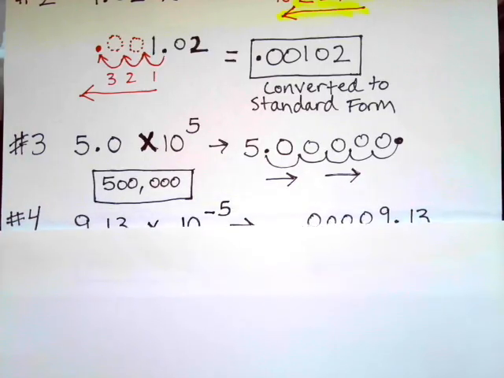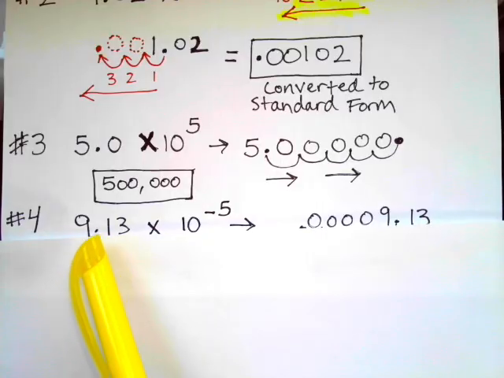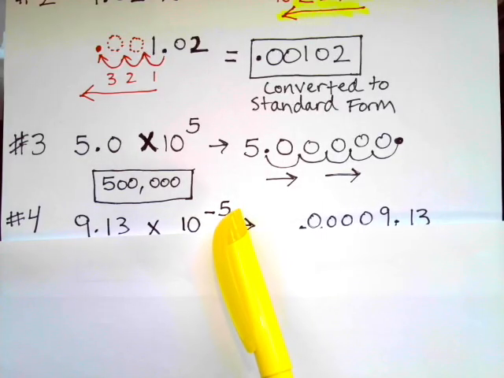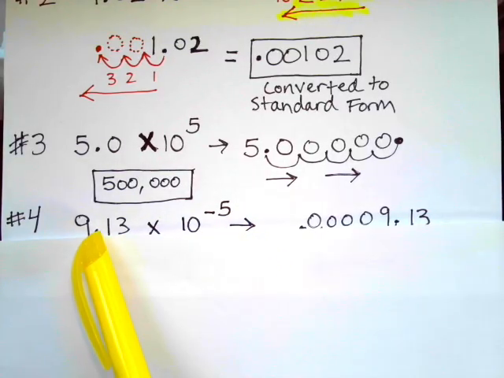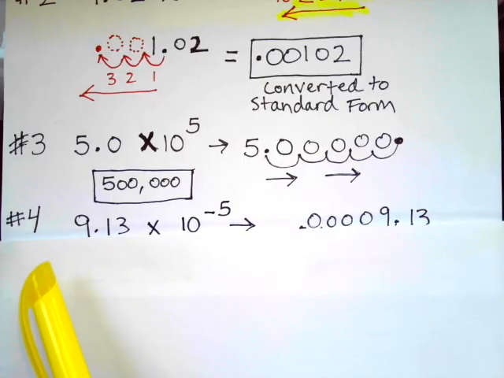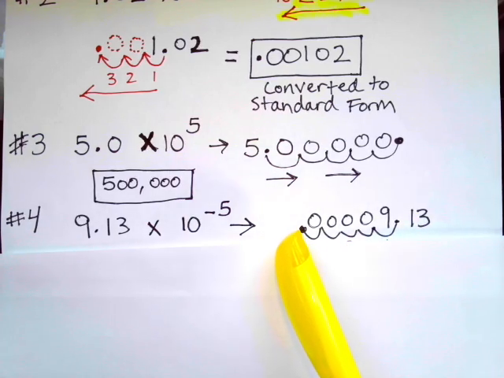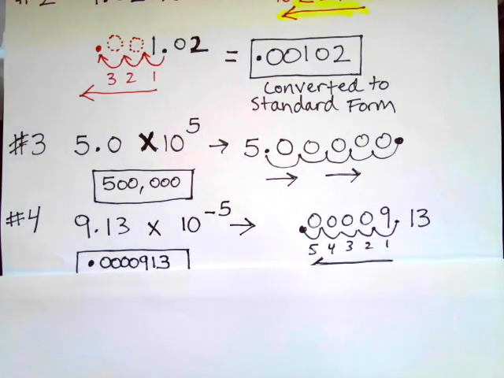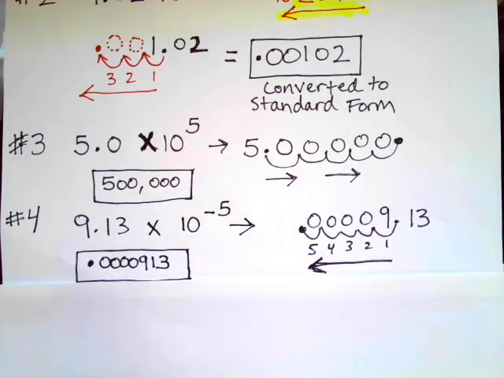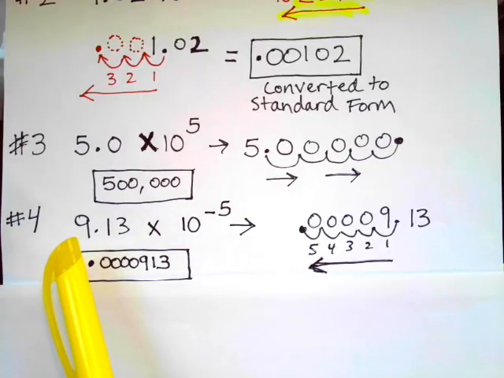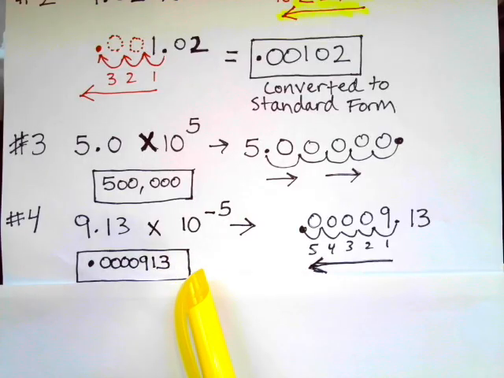One more example here. I've got a scientific notation, 9.13 times 10 to the negative 5. Because it's a negative value, I take that decimal and move it to the left 5 times. Let me show you what that looks like. 1, 2, 3, 4, 5. Adding the zeros as placeholders. 5 times to the left. I've converted my scientific notation into standard form notation.